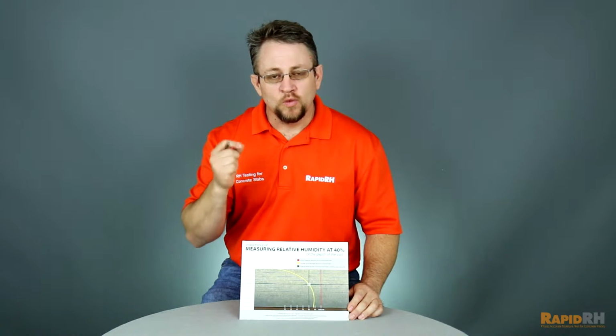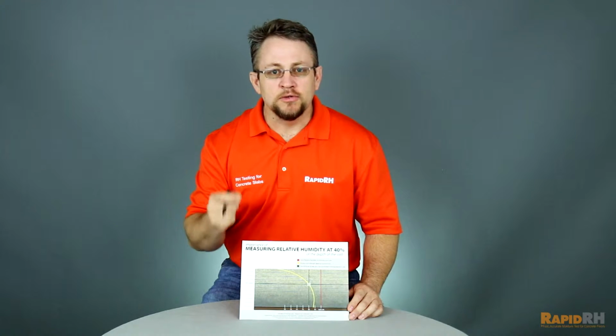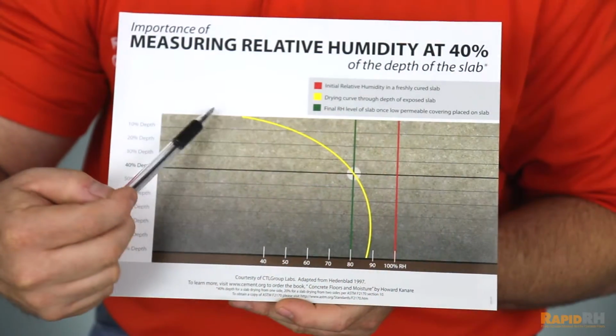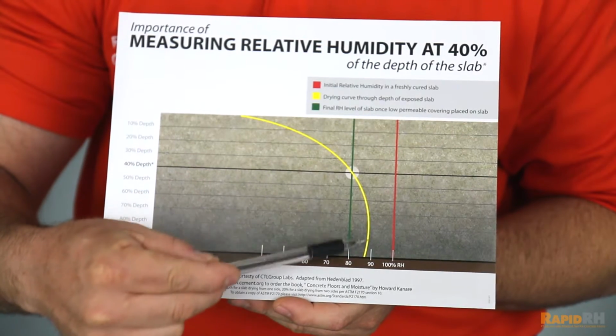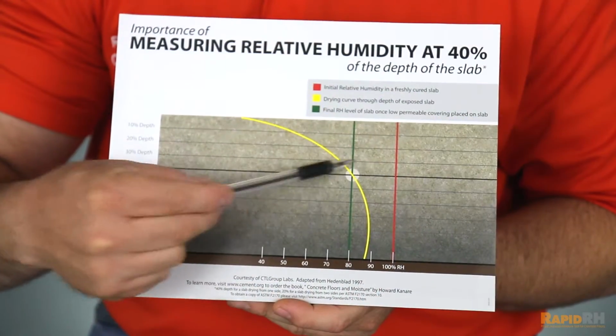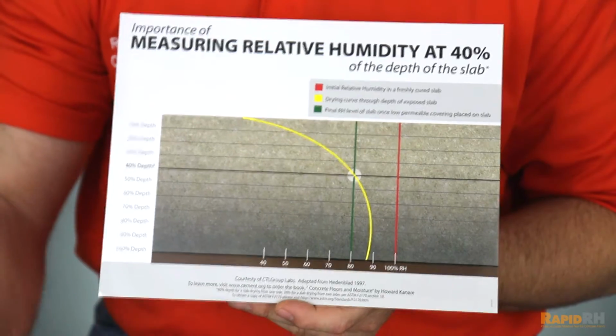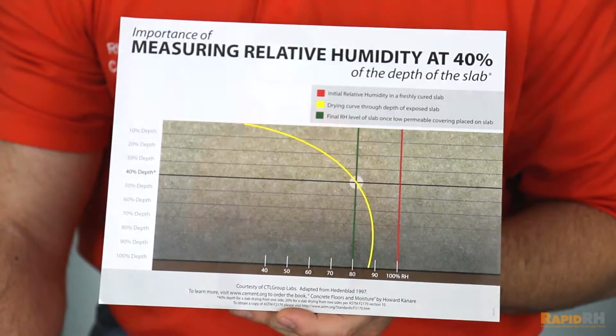And what he really wanted to look at was at what depth, when the slab was not covered with a floor covering or coating, at what depth in that slab would you get a reading that would allow you to predict what the surface conditions would be like once you actually installed the flooring. So if you look at this yellow line, the yellow line shows the drying curve being drier at the top, wetter at the bottom. And as you can see, this spot right here is where that curve intersects what the concrete moisture situation is once the flooring is installed.